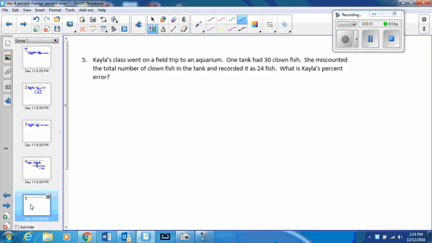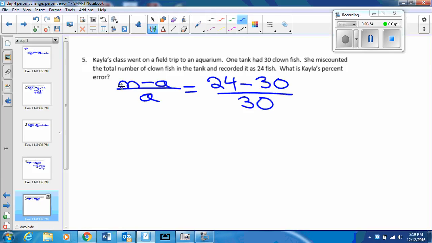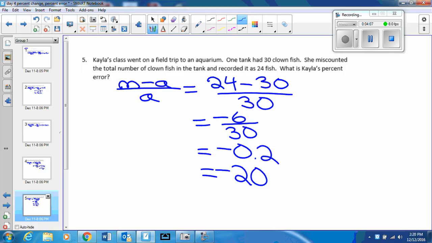Looking at question 5, Kayla's class went on a field trip to an aquarium. One tank had 30 clownfish. She miscounted the total number of clownfish in the tank and recorded it as 24 fish. What is Kayla's percent error? So measured minus actual divided by actual. So she measured it to be 24. It's actually 30. And we're going to divide that by 30. Again, she was too low, so our estimate is going to be negative. When I divide that out using my calculator, I get negative 2/10, which would be negative 20%. So her relative error was 20% too low.